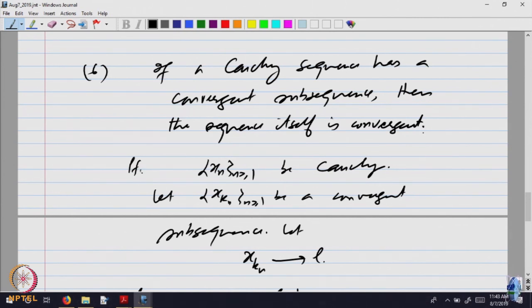So what we are saying now: take a Cauchy sequence. Cauchy is bounded, and Cauchy has got a monotone subsequence, so that must converge because it is bounded. So the Cauchy sequence also converges. Earlier we proved every convergent sequence is Cauchy, and now we are proving the converse, that every Cauchy sequence is also convergent, right? So all this together.